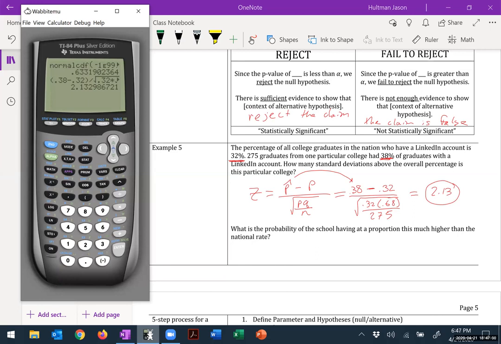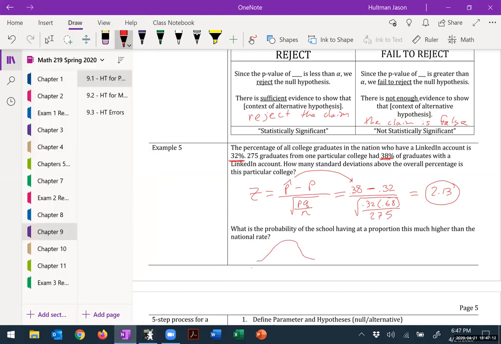What is the probability of this z-score occurring? What's the probability of the school having a proportion that is much higher than the national rate? What's the probability that they are 2.13 standard deviations above the mean? Here the mean would be 0. We want the probability that z is greater than 2.13.